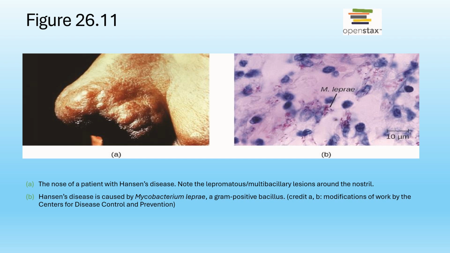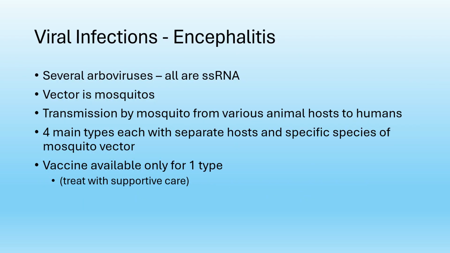So this is showing, on the left here, the nose of a patient. You're starting to see reabsorption occurring here. And over here on the right, when you do an acid-fast stain, the acid-fast bacteria will look red and all the other cells will look blue.